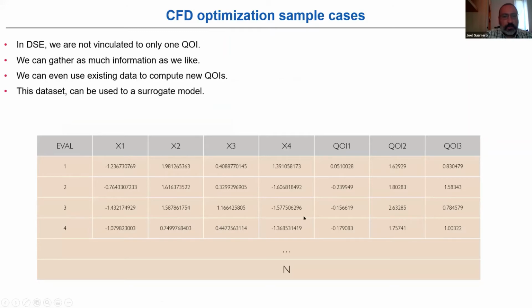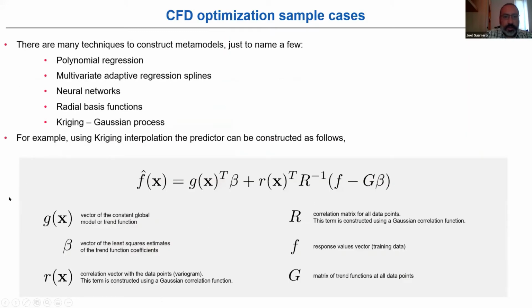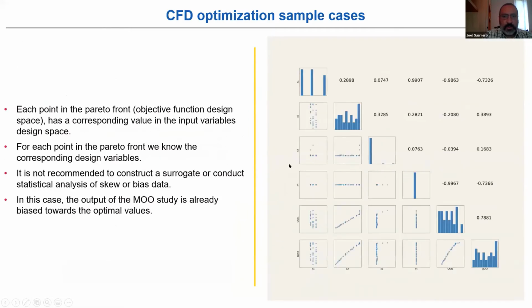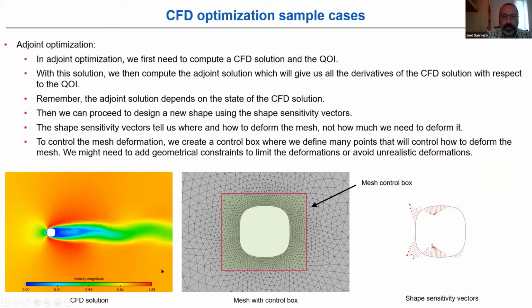Then you can go construct surrogate models. So in this case, this is how the Kriging interpolation looks like. I'm not going into details. And you can optimize at the level of the surrogate model. Okay, so there are many things that you can do. So for instance, the same case using the adjoint.